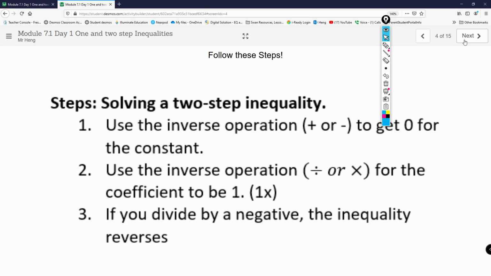So here are the steps for solving it. I'll tell you this, we've already done stuff like this. The only difference here is number 3, okay? You know that we're going to make the constant a 0 by adding or subtracting to undo the operation. And then we're going to use division and multiplication to make the coefficient a 1. Remember, a coefficient is the thing in front of a variable. And then this one right here, we'll figure it out as we move through.